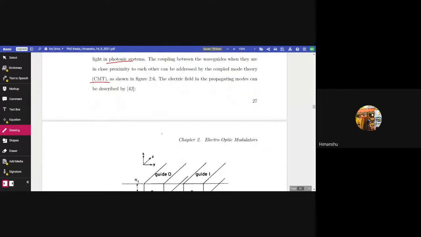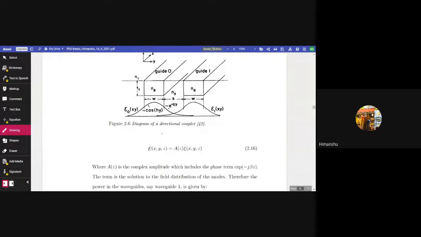The electric field in the propagating modes can be described by reference 42. So here in figure 2.6, it shows the diagram of a directional coupler. Here there are two waveguides, waveguide 0 and waveguide 1 with refractive index n2. Both the refractive indices are the same. Here we are assuming that both the waveguides are identical.